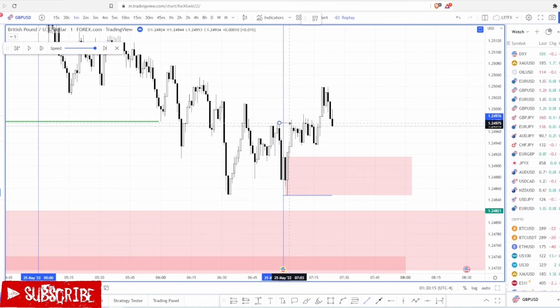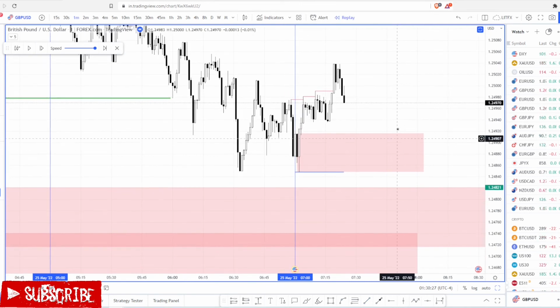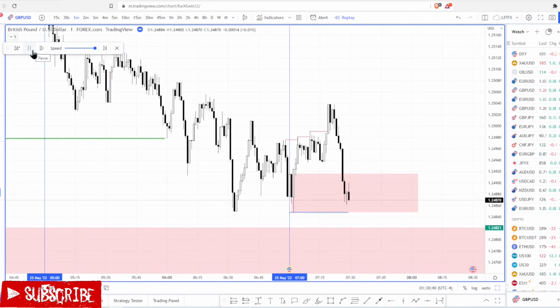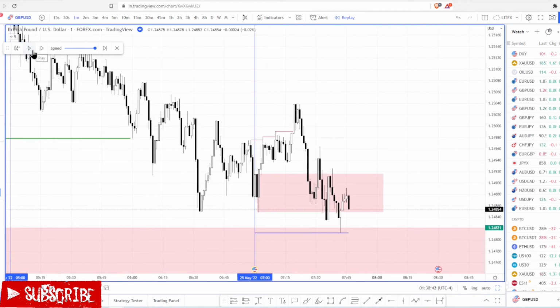There was a break right here, a break here, a break here. Can you imagine that? So I was waiting for it down here, but fully having my thoughts that it could still just take out this liquidity before moving upward. All right, let's go. It took it out.